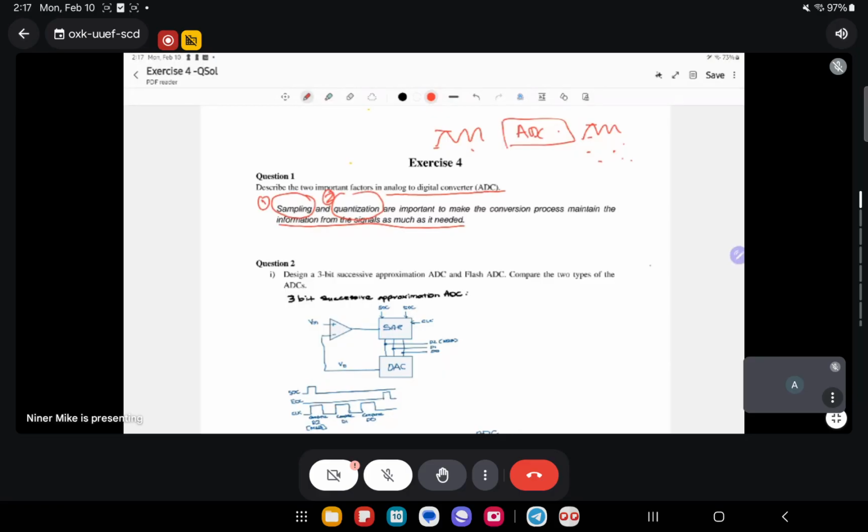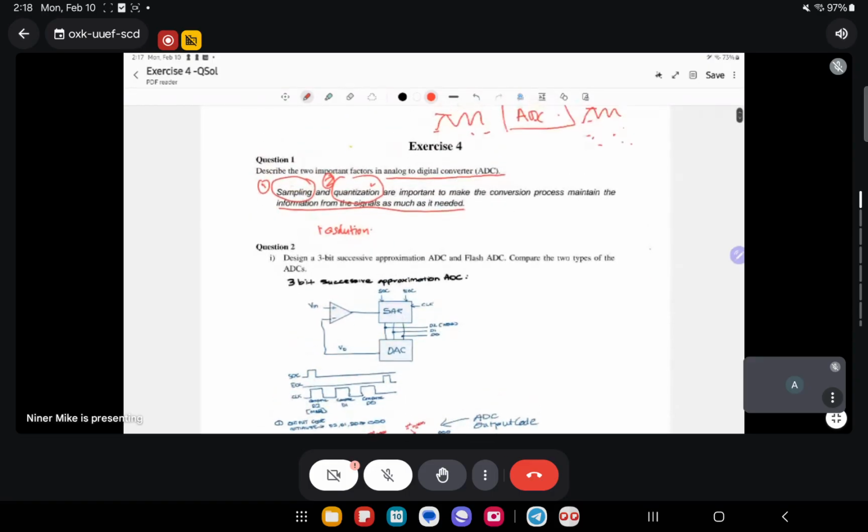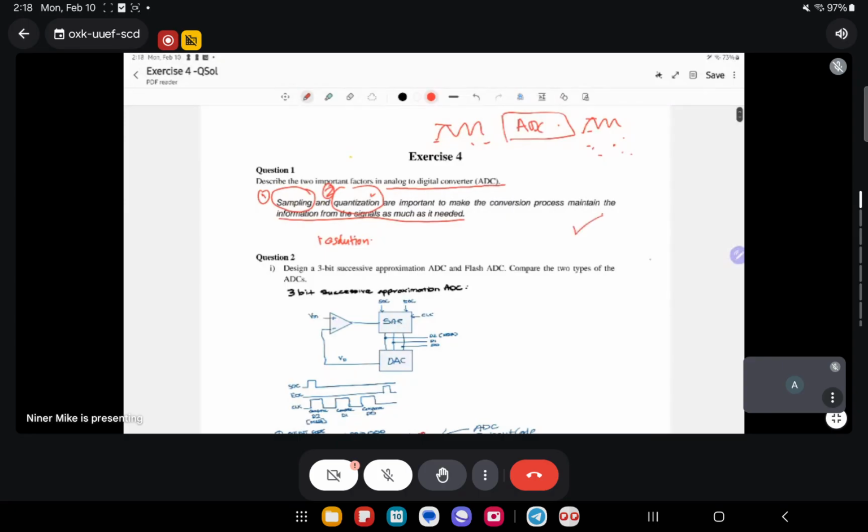Besides this is the resolution. I think you have to understand resolution also. In order to get the actual signal like this, we have to have enough resolution, which is involved in this quantization. Okay. Question number 2. Any question on question number 1?